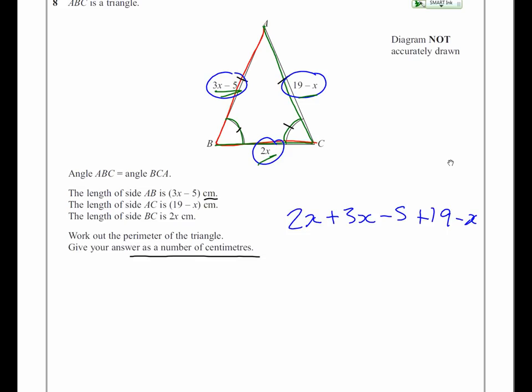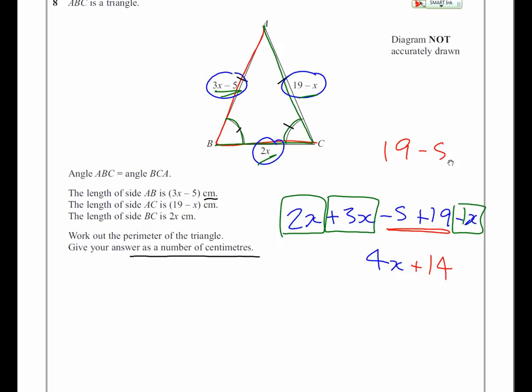Put them together. Like we simplified the algebra before, got 2x, add 3x, take away x, and that's take away 1x. So 5x minus 1x is 4x. And minus 5 add 19, we'll put it the other way around. 19 minus 5, it's easier. It means the same thing. That is plus 14. And it wants it in terms of centimetres, so that's centimetres.